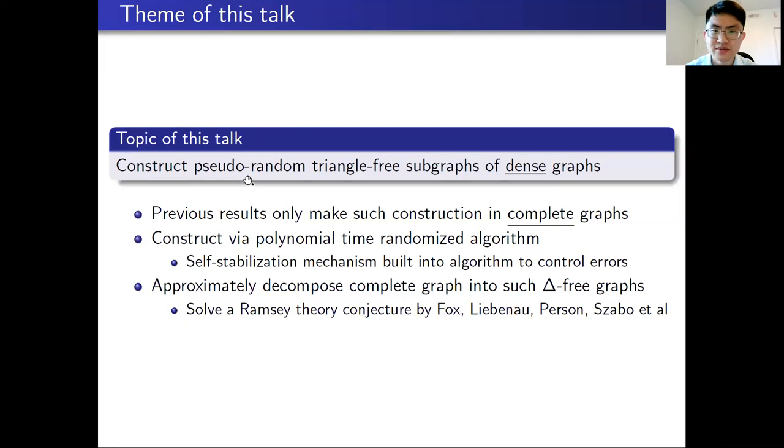And the pseudo-randomness of the triangle-free graphs we construct helps us to approximately decompose complete graphs into such triangle-free graphs. And as an application, it solves a Ramsey conjecture by Fox, Grinshpun, Liebenau, Person, and Szabó.